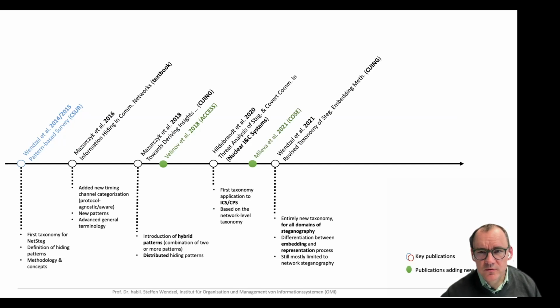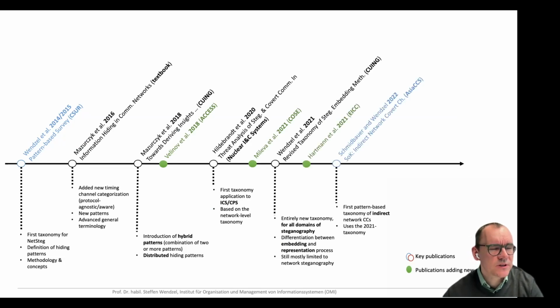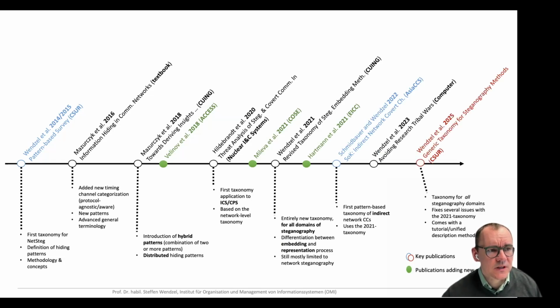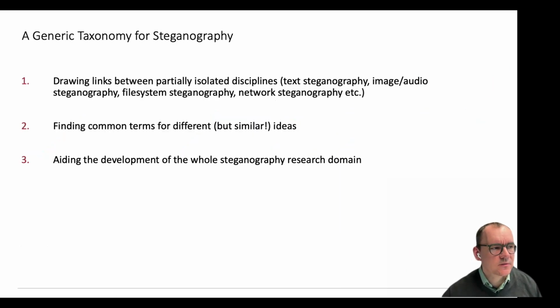In 2021, we published an intermediate version, a revised taxonomy, already with, I think, 10 authors. And then some follow-ups appeared. The first taxonomy for indirect hiding methods appeared also in 2022. Schmidbauer and myself published that. And finally, this year, this generic taxonomy. While there are a few papers under review, the original taxonomy was quite technical.